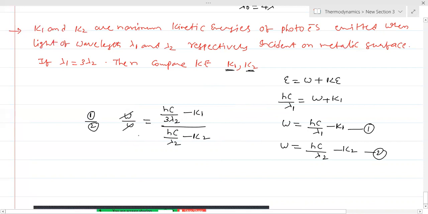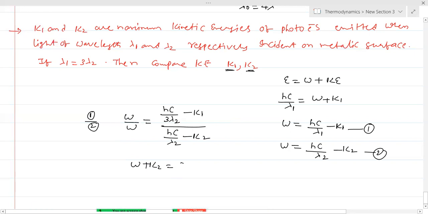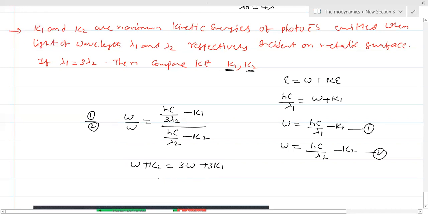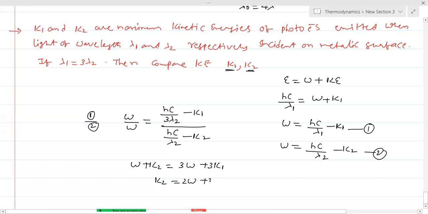So W gets cancelled and we will get a relation like this. Or else we will do one thing. We need lambda 2s to cancel. So by solving this we get W plus K2 is equivalent to 3W plus 3K1, or K2 equivalent to 2W plus 3K1.